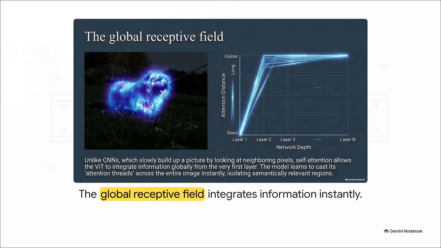And because of this, the Vision Transformer instantly casts attention threads across the entire image from the very first moment. It immediately isolates exactly what matters, like a dog's fur, its face, its body, while completely ignoring the dark grass in the background. It connects the visual pieces globally, exactly the same way it connected the word bank to river in our earlier example.